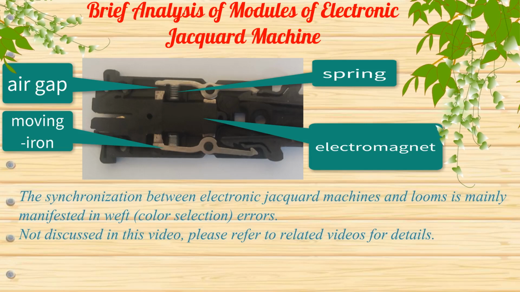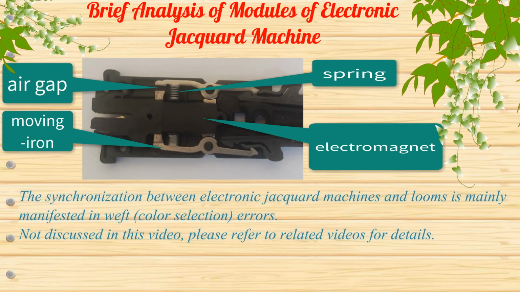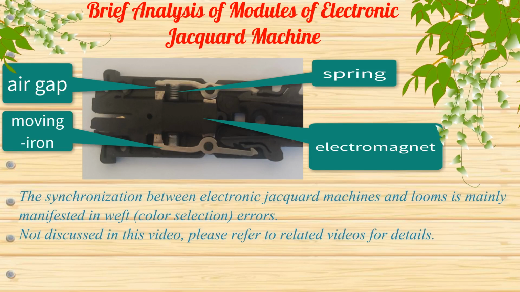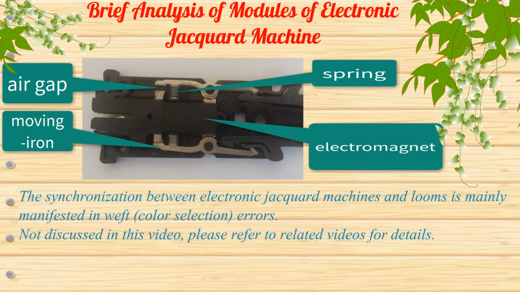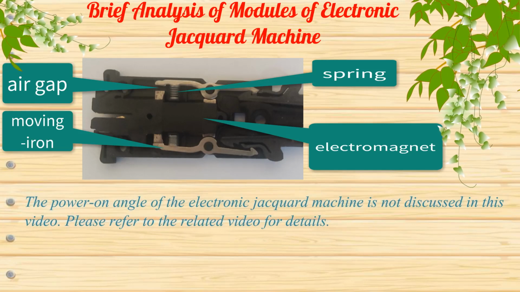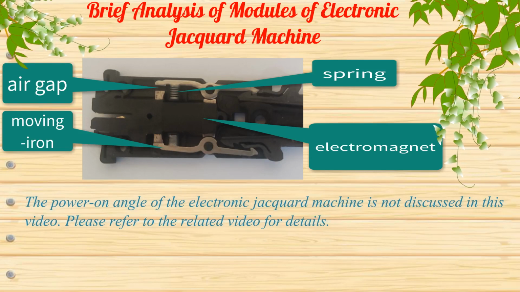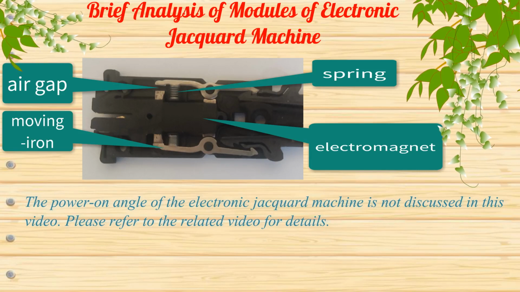The synchronization between electronic Jacquard machines and looms is mainly manifested in weft, color selection, errors, not discussed in this video. Please refer to related videos for details. The power on angle of the electronic Jacquard machine is not discussed in this video. Please refer to the related video for details.